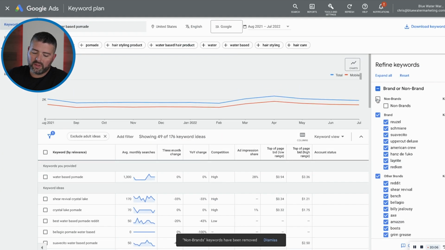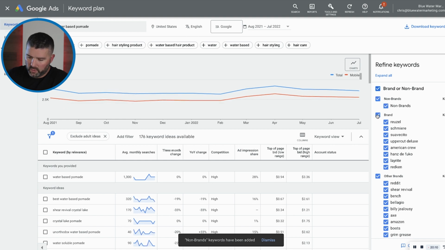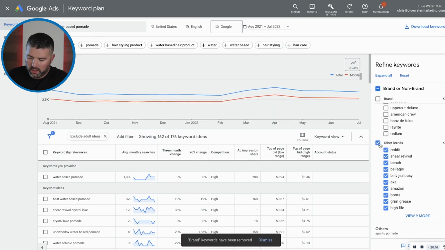Now, what I want to do is take the brands out of this. So we want to go non-brand keywords and then other brands, because I'm trying to find the keywords where people are in the research phase, but they're ready to make a purchase. They are looking for water-based pomade. If they're looking for Rusal water-based pomade, chances are they're going to go with them.